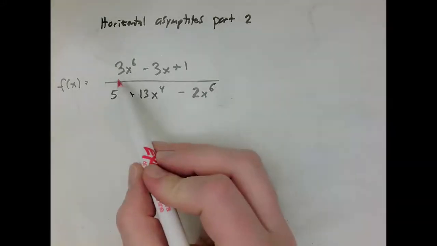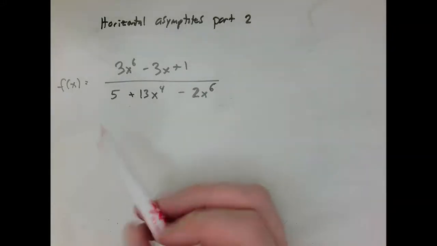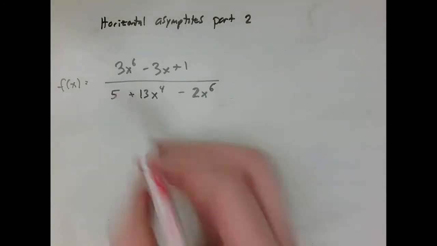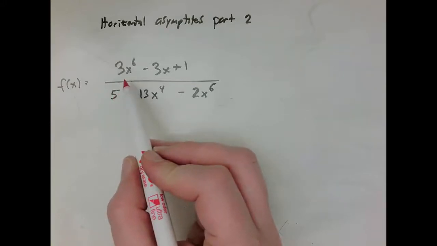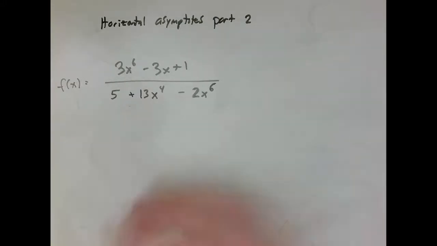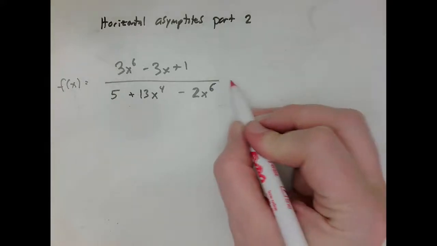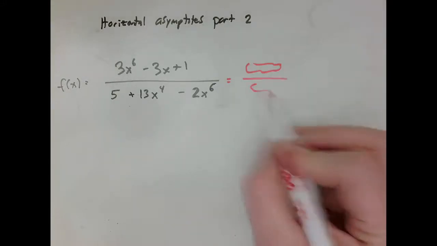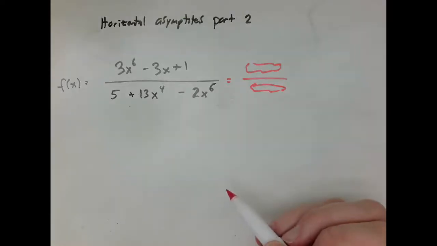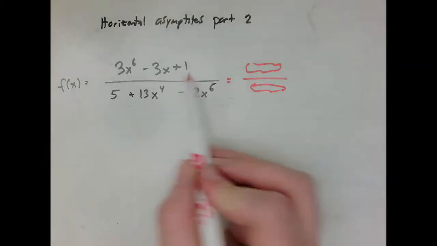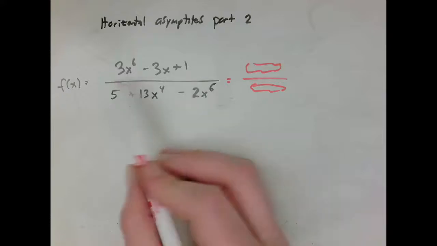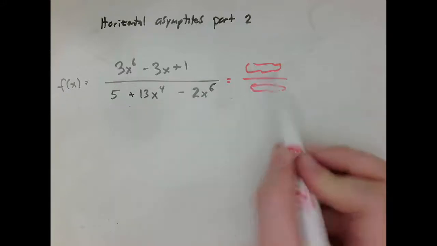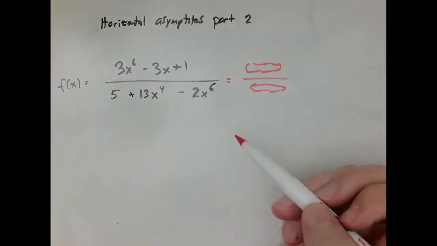So let's think about what happens as x gets larger and larger and larger. In fact, let's imagine plugging in larger and larger x values and evaluating the function. When I plug in larger and larger x values, I'm going to get some number in the numerator divided by some number in the denominator. So I want to know which of these three terms has the biggest influence on what this number in the numerator is going to be.